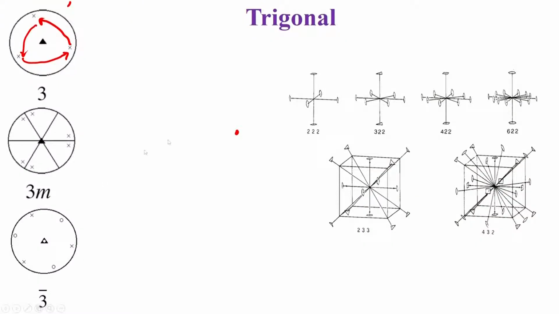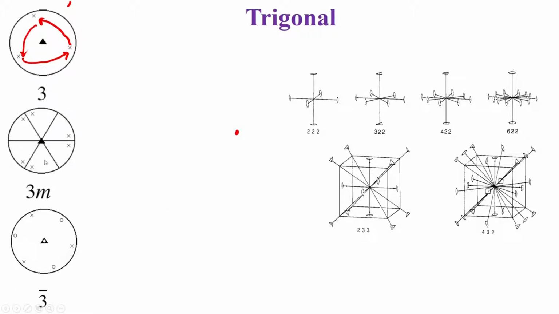So, 2 bar degenerates to mirror, whereas 3 bar will be actually an operation 3 followed by 1 bar. So, 3 followed by 1 bar is not going to generate any mirror symmetry, and therefore, this becomes an independent point group, and this particular point group has 6 equivalent points. So, the trigonal system therefore is now described with respect to the possibility of having one single axis in these two diagrams, 3 and 3 bar.